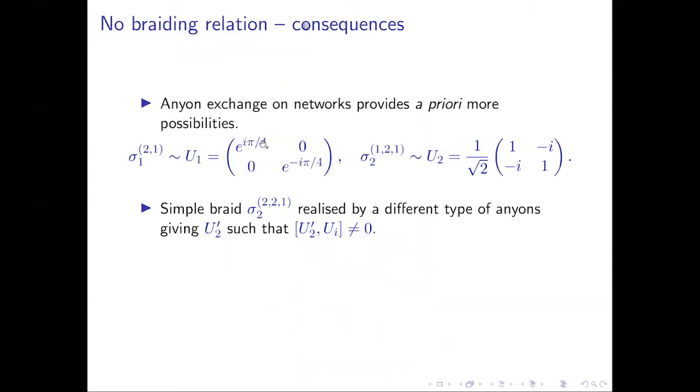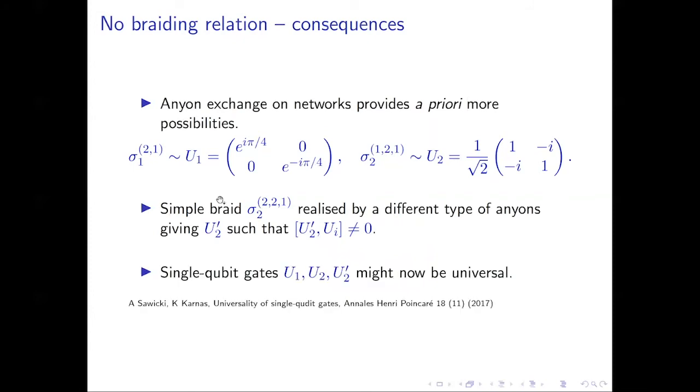So what is the consequence? At least on the abstract level, we could have a gate U1 associated to sigma 1 for Majorana fermions. Then U2 for sigma 2, say 1 to 1, braids as a Majorana fermion again. But then sigma 2, 2 to 1 does not have to be related to those at all. We could say that if the first onion goes to the right, it pulls some switch and changes the type of onions, and then it exchanges by some gate U2, which doesn't commute with these. And then in principle, we could have the situation that those gates are universal.